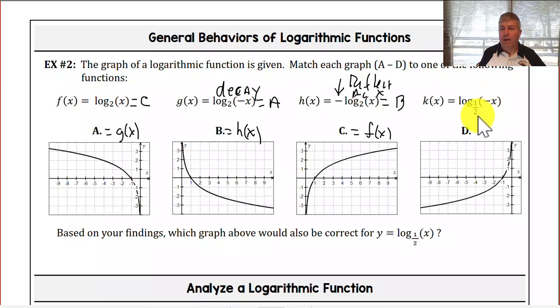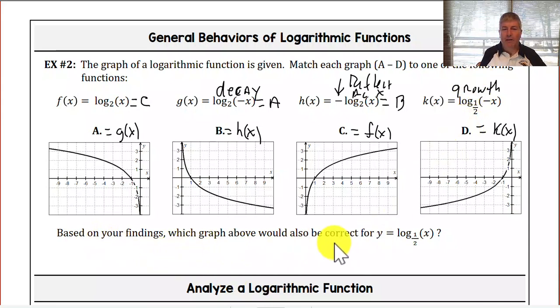Again, log 1/2 of negative x. This actually is a growth equation, even though we have 1/2 for our b. Okay, so this is k of x. But essentially, the decay and the negative decay creates a growth situation. So this is a growth equation.